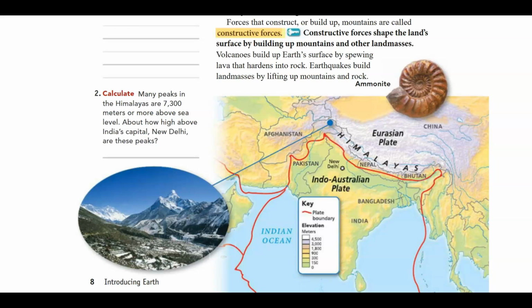We can see that New Delhi is somewhere around the yellow area, yellow-green, so 150 to 300. And our Himalayas are at 3,000 meters above sea level, or higher, that is. So by doing math, if we subtract, we know that the Himalayas are 7,000-ish meters higher than its capital city. So if you're standing on the ground and you look up, and up and up, there are your mountains.